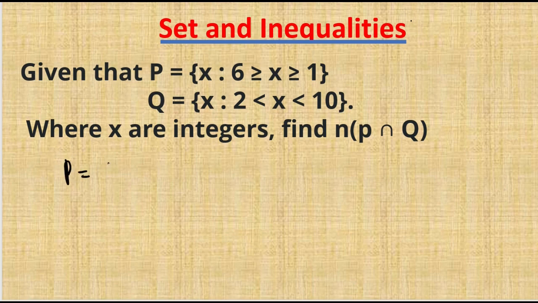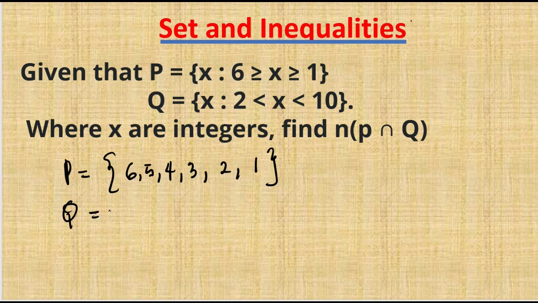P will be equal to, since X is less than or equal to 6 and X is greater than or equal to 1, P will be the same thing as 6, 5, 4, 3, 2, and 1. Now, if you look at my selection of this item, I have included both 6 and 1. Why? Because I have the equal to. 6 is greater than or equal to X, and X is greater than or equal to 1.